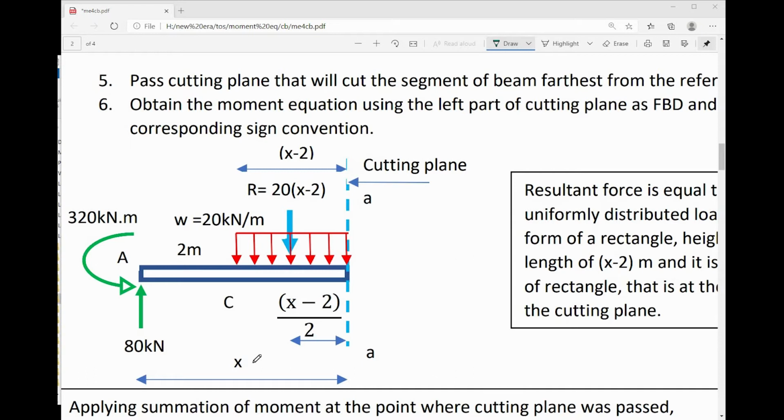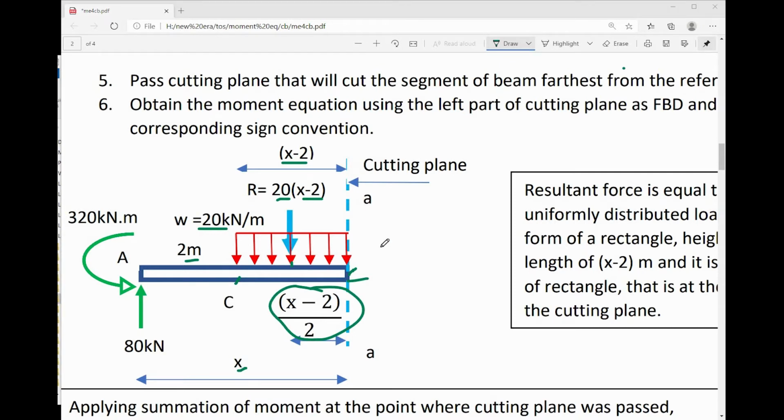Since the distance from point A up to the cutting plane is x, and the distance from A to point C is 2 meters, then the distance from point C up to the cutting plane is equal to x minus 2. The resultant portion of the uniformly distributed load is equal to the area, and that is equal to the intensity multiplied by the length where it is applied. So that is equal to 20 multiplied by x minus 2. Since the resultant is located at the centroid, and the length is equal to x minus 2, therefore it is located at a distance of x minus 2 all over 2 from the cutting plane.